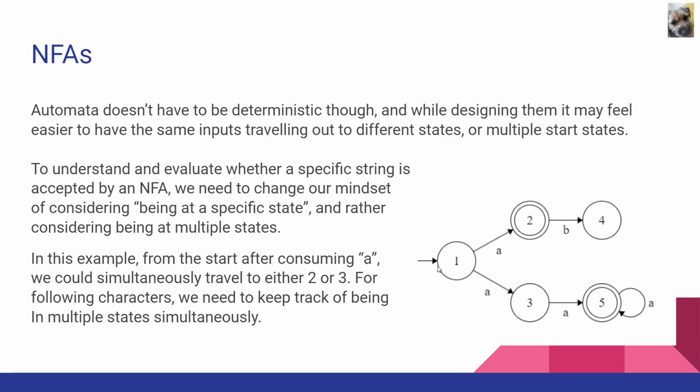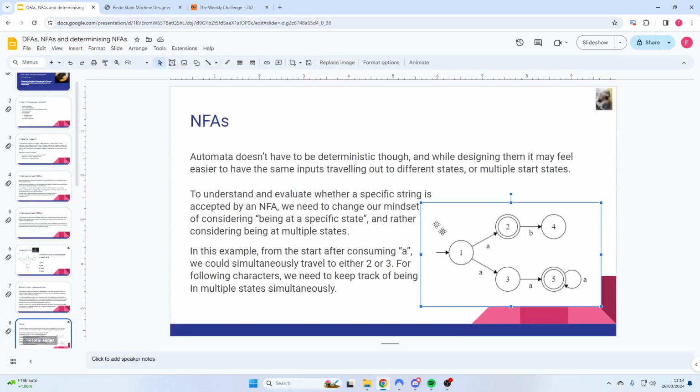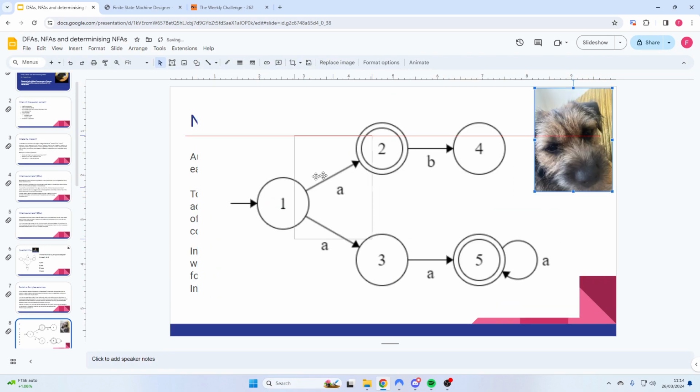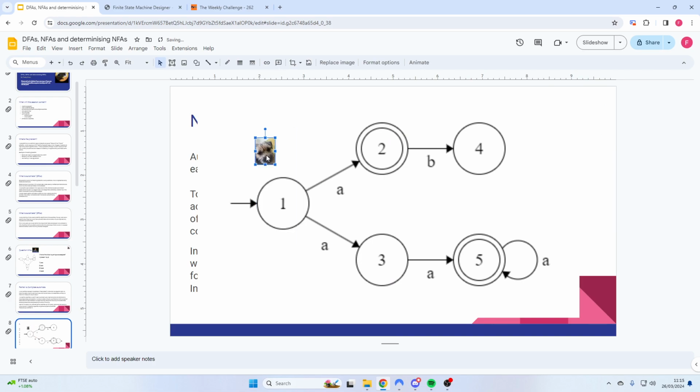So here, if we're under the string AAB, we're going to need to start here. Let me make this bigger. I'm going to use my dog as a marker of where we are. So our string is AAB. We start here, and we haven't consumed any of the string yet. The first character is A. So after A, we could be here, and we could also be here.